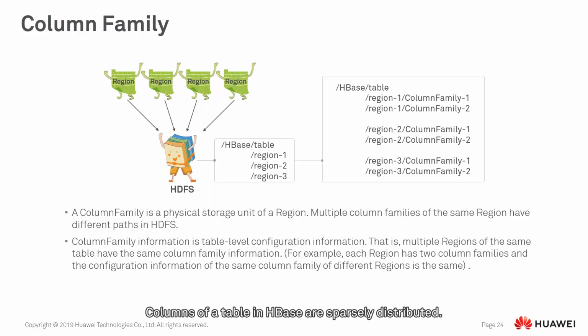Columns of a table in HBase are sparsely distributed. The number and type of columns in different rows can be different.